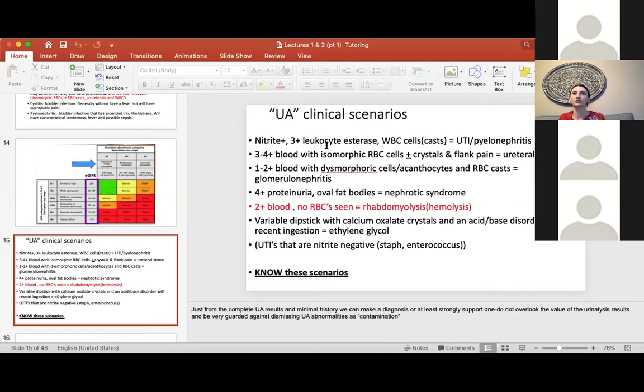Dysmorphic cells with blood, and then acanthocytes and red blood cell casts, are going to be more associated with glomerular nephritis. Usually for a stone, they're going to have to say flank pain. And if the red blood cells are weird shapes, it's going to be glomerular nephritis. If you've got a lot of protein and fat, oval fat bodies, it's going to be nephrotic syndrome.